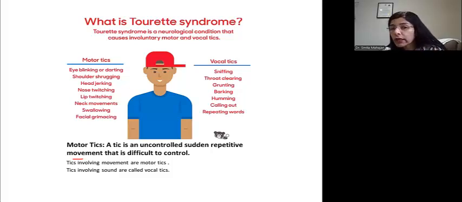And what are vocal tics? Vocal tics are sniffling, throat clearing. They have the tendency to clear the throat like that. They will do grunting, barking, humming. Then repetitive words: they would have a habit of saying repetitive words or calling out. All these things are the vocal tics.